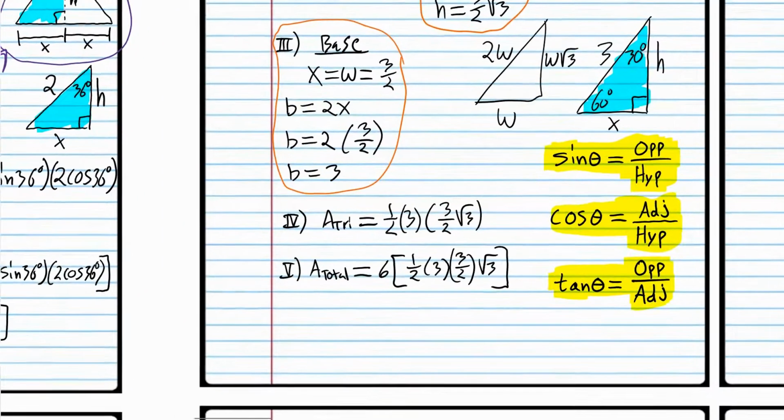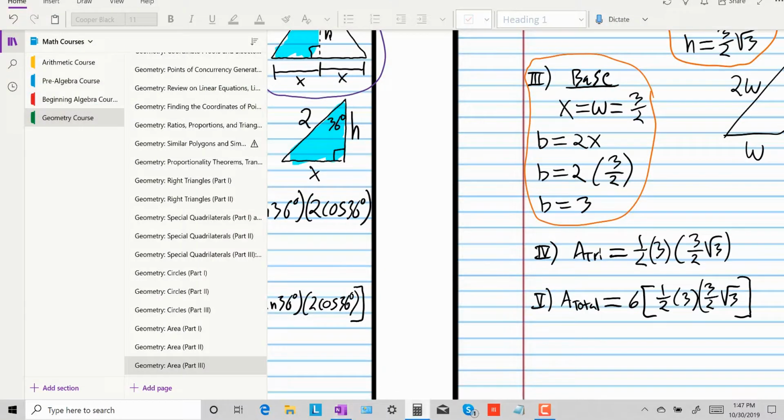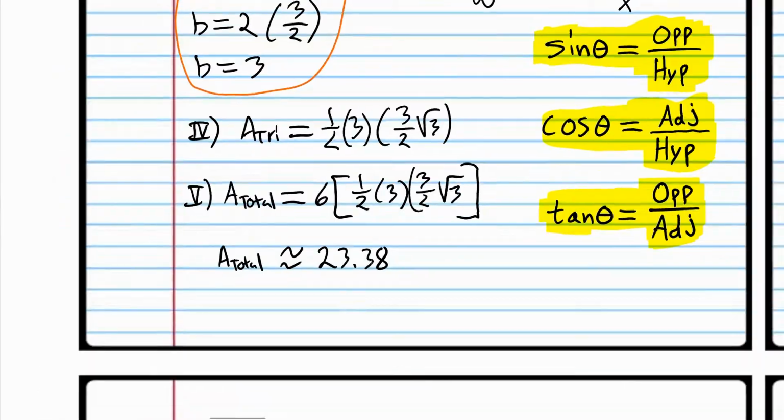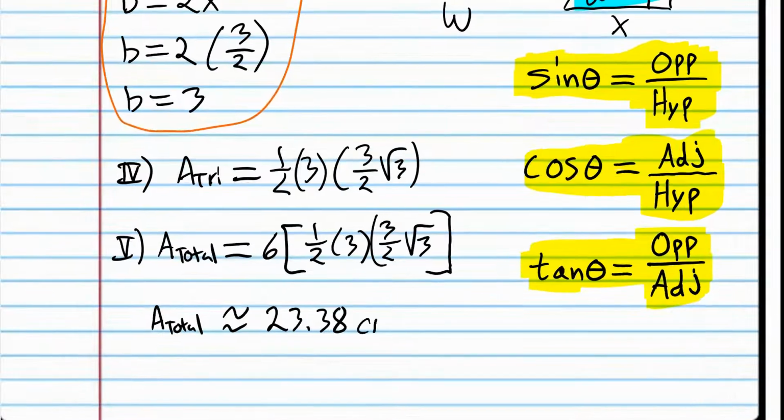And we just have to enter that into the calculator. So I'm going to get my calculator out. 6 times 0.5, remember 1/2 is 0.5, then equals, times 3 equals, times 3 equals, divided by 2 equals, times 3, the square root button, equals. Round off to the nearest hundredth, so we have 23.38. 23.38 square centimeters. So if you got that answer, good job.